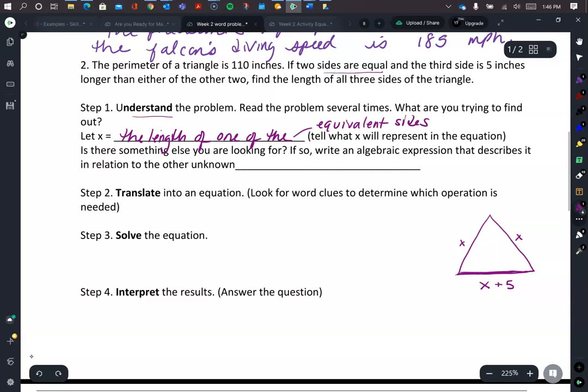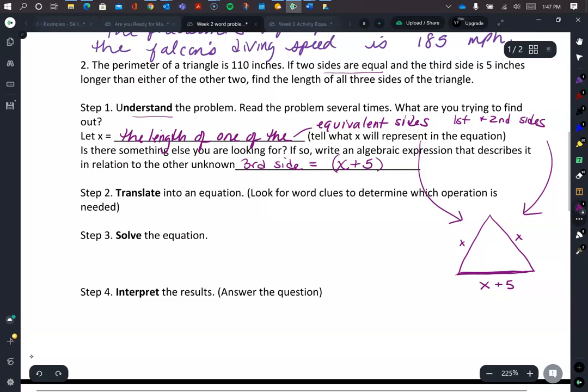Okay, so really, as long as you can track it in the end and you figure out the numbers and what they mean, that's fine. Is there something else you're looking for? Yes, I'm looking for that third side, right? So we could call these the first and second sides, right here and here. But the third side is actually equal to X plus 5.